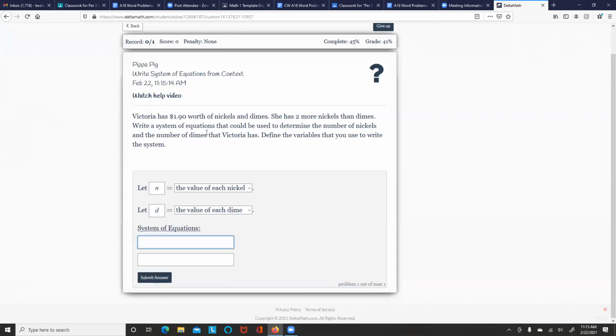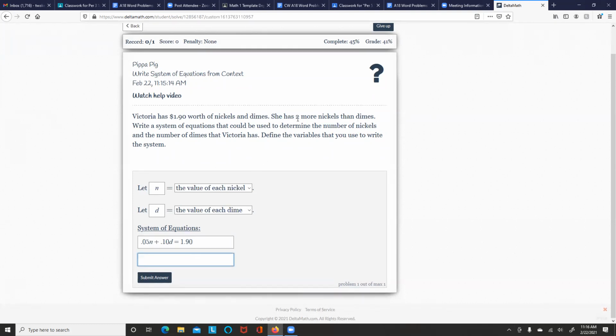So how much are nickels worth? So nickels are worth 0.05 N plus dimes are worth 10 cents. So 0.10 D. That looks funny. Oh no, that's just how funny it looks. Okay, 0.10 D equals the total amount of money they spent, 1.9. I could put 1.90 or just 1.9. It doesn't matter. I'll just put 1.90.